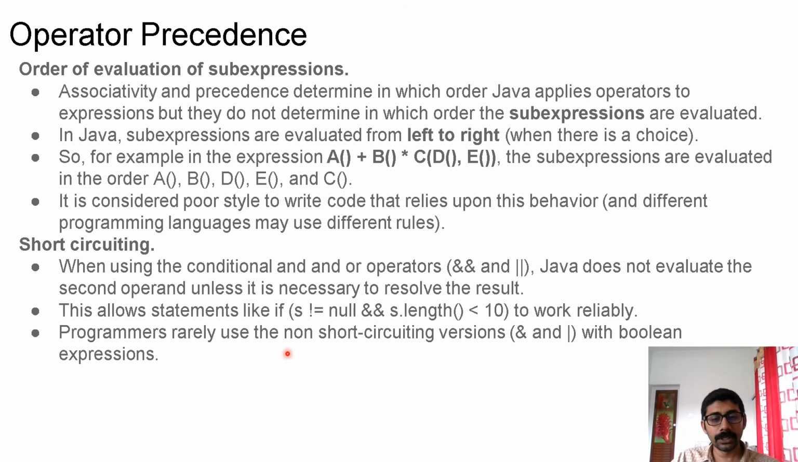Programmers rarely use the non-short circuiting versions. The double ampersand is the short circuiting version. Otherwise you can go for the single ampersand, which is the non-short circuiting version. In that case, both parts will be evaluated. So make sure that the expressions on the left side and right side of the operator are Boolean.